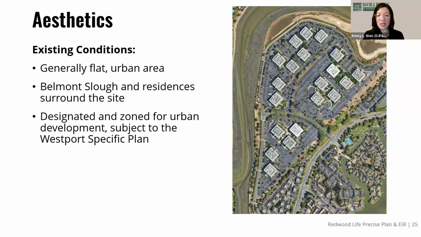So for aesthetics, the existing conditions describes how the project site is generally flat and located in an urban area of Redwood City and bordered by Belmont Slough to the north and west and residential development to the east and south. The project site is designated as commercial office professional technology in the city's general plan, which is also important to note because the general plan is the city's vision that guides the growth and development for the whole city. The site is zoned commercial park and is subject to the Westport specific plan. And the figure on this slide is an aerial shot of the site. Next slide.